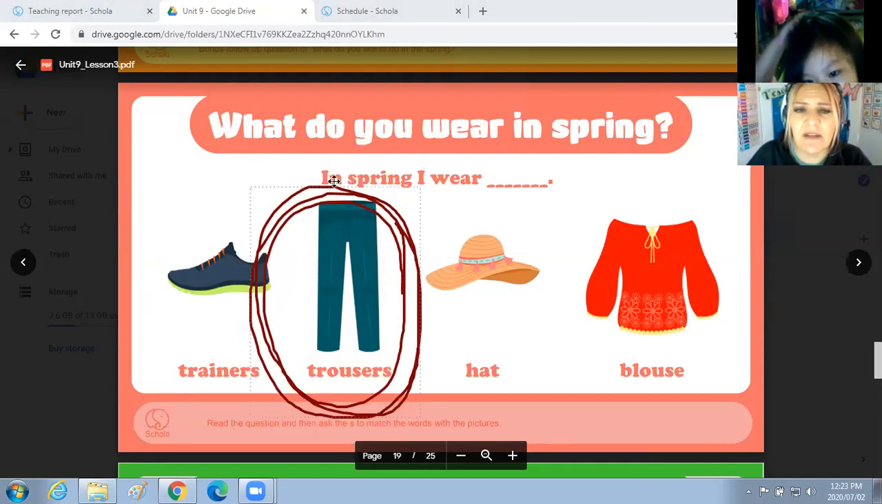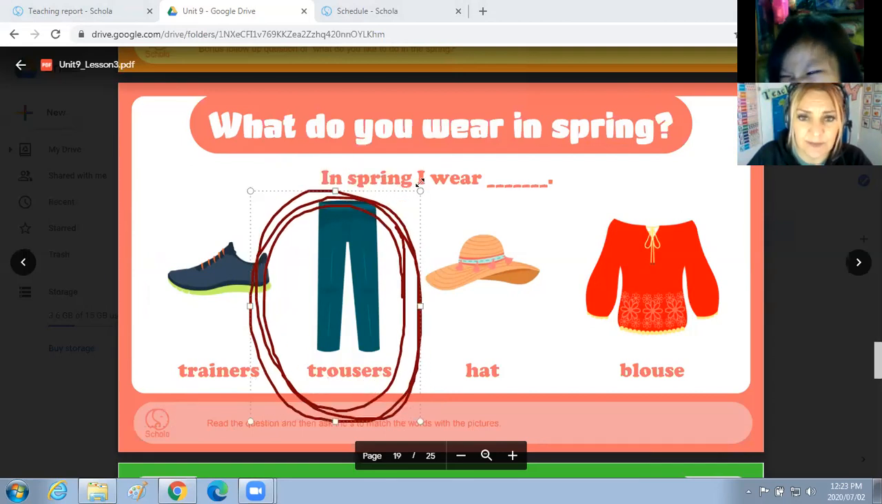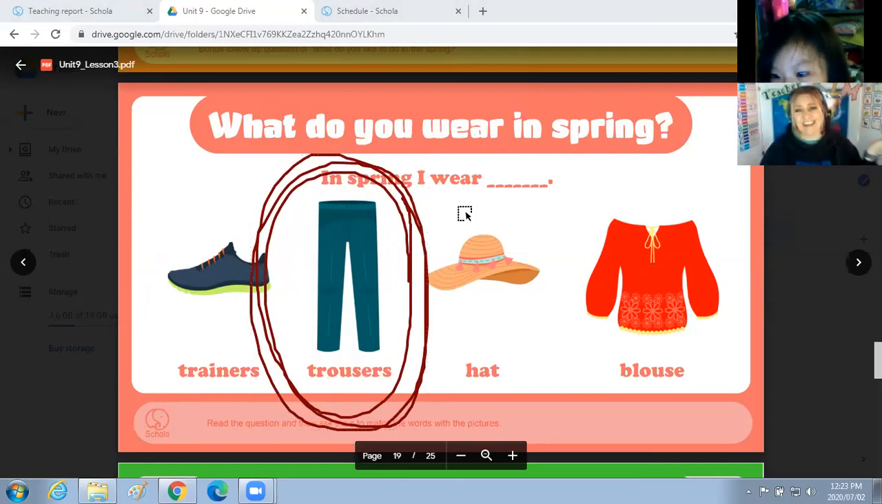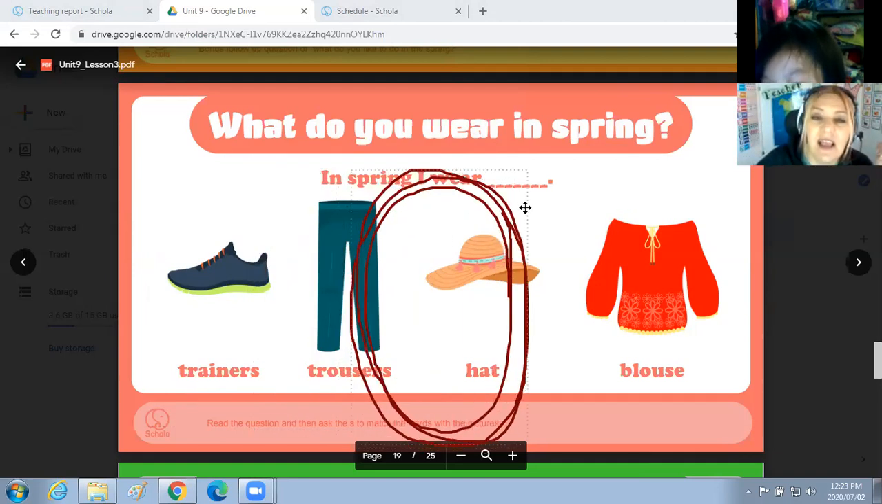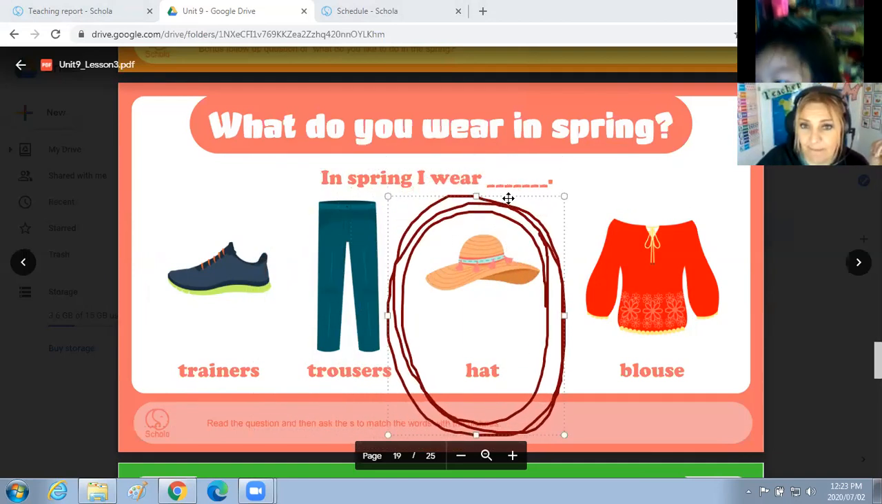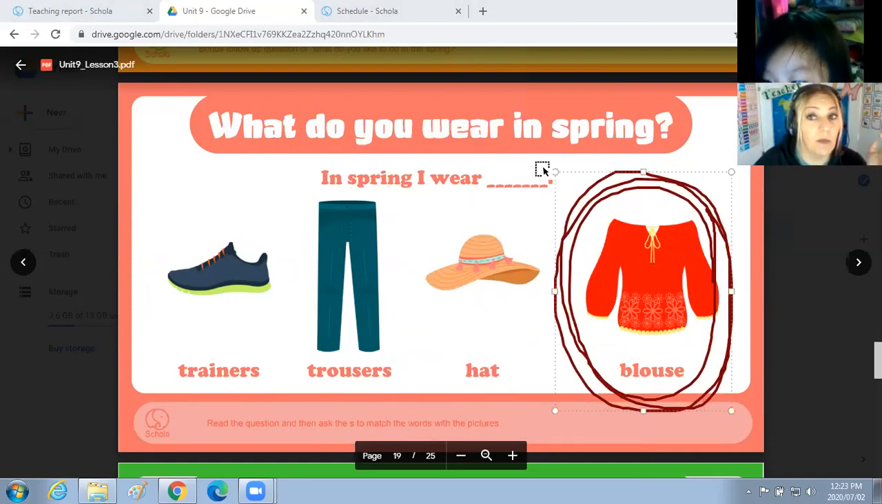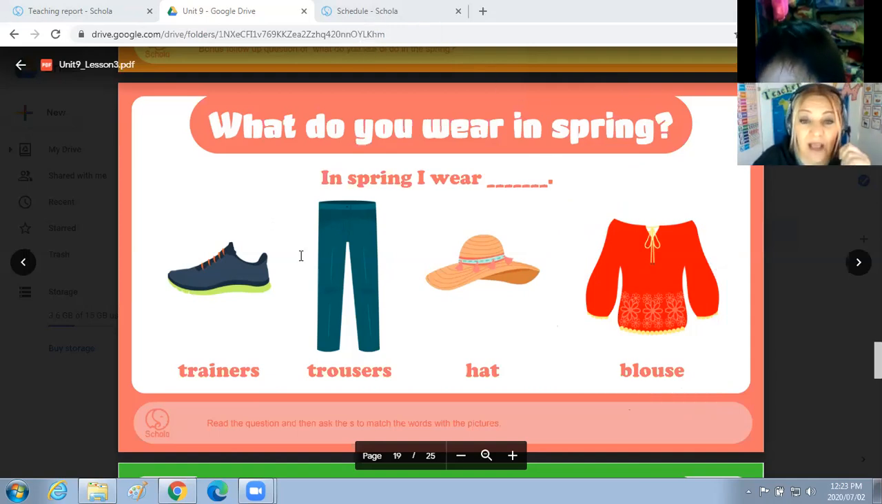Trainers. How about this? What is this? Jeans. Yes, it is. You can say trousers, jeans. How about this? Hat. Begin with a B. Ba, ba. What is that? Okay, all right.